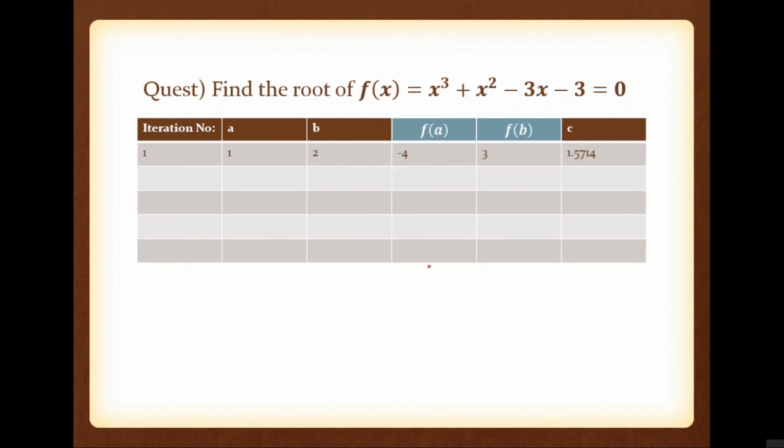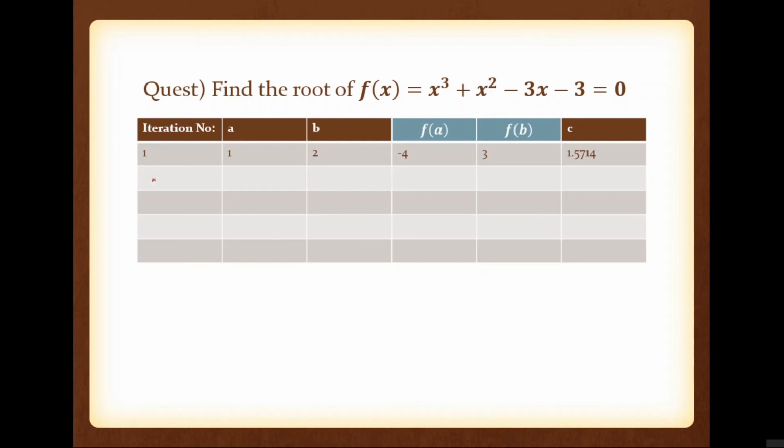1.5714. By using this method, where a equal to 1, b equal to 2, then minus 4 is f of a, f of b is 3. You can see that magnitude of f of b is less than magnitude of f of a. So there is no need to swap these two. So c is equal to 1.5714.